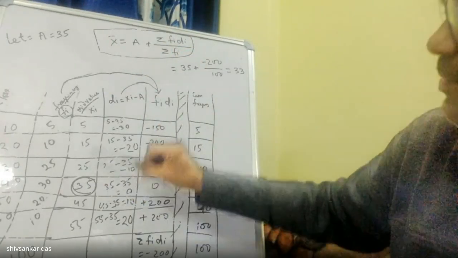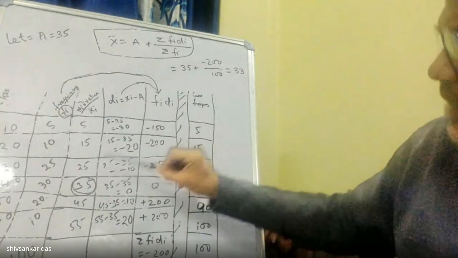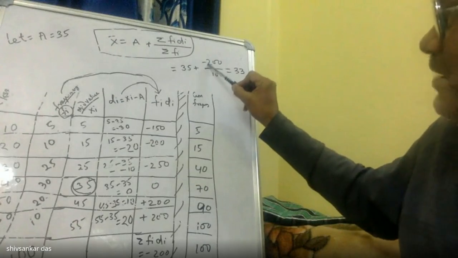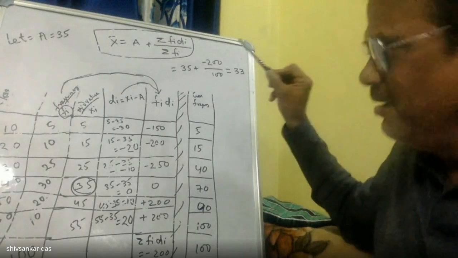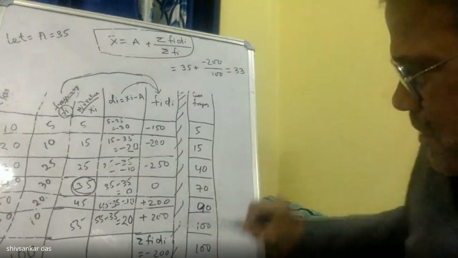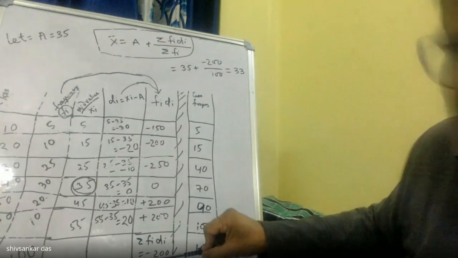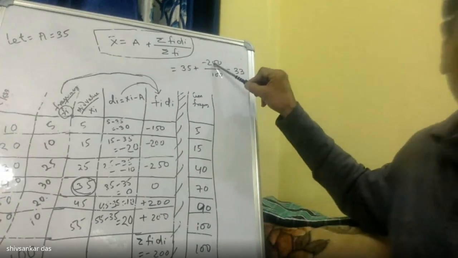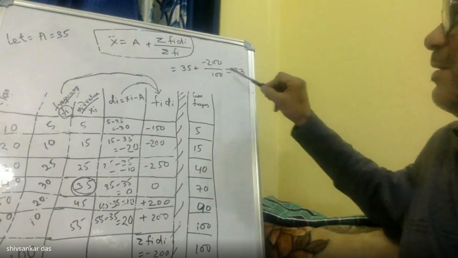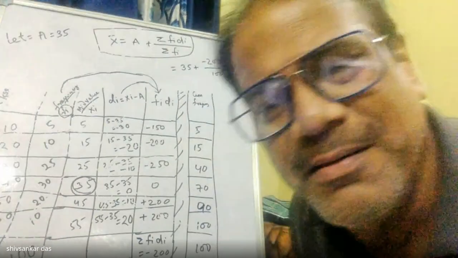I have taken 35. If you take 25, then this summation will not be negative, it will be positive. So in that case, 25 plus 8, it will be 33. You got my point? Got it, sir. Thank you.